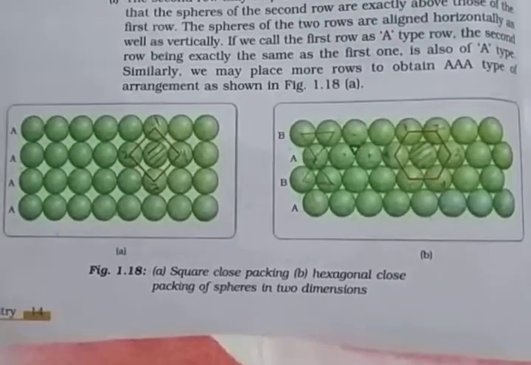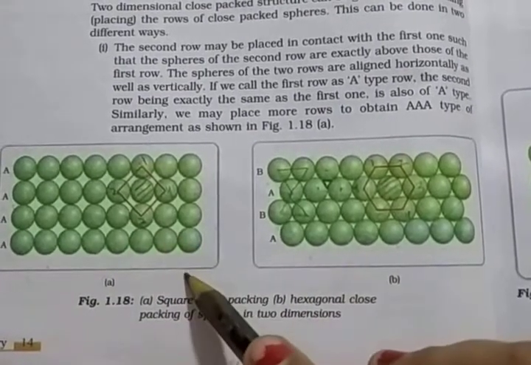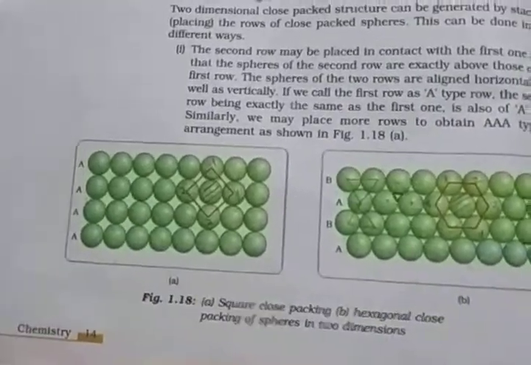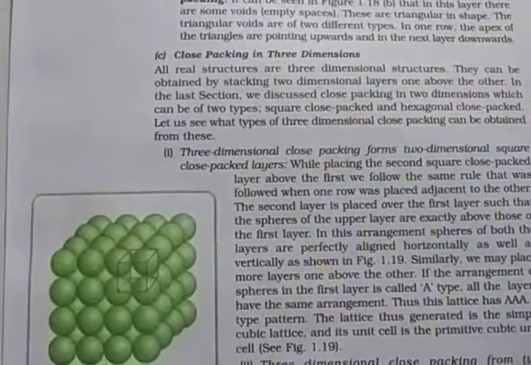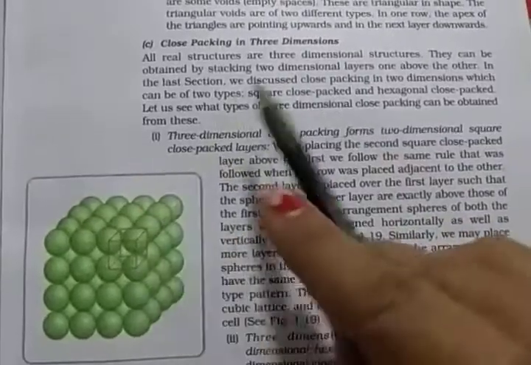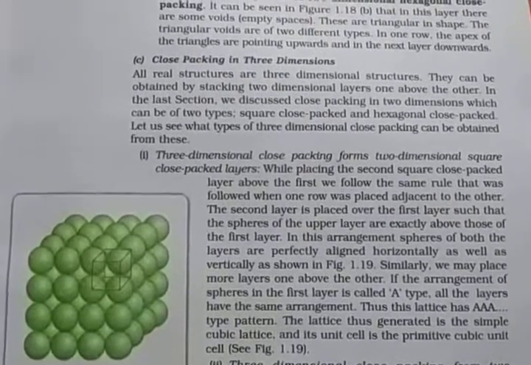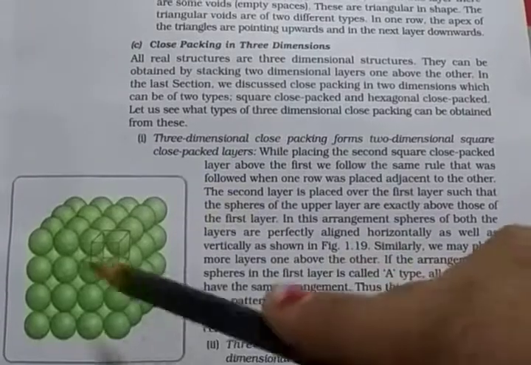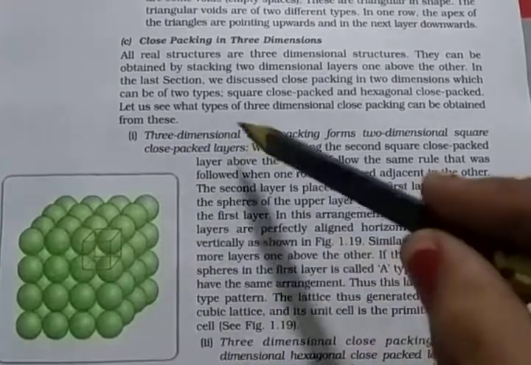Okay, so this is the close packing in two dimensions. So there are two types of packing: square close packing, and second, hexagonal close packing. Third one is close packing in three dimensions. All real structures are 3D. In reality, close packing in 3D, a three-dimensional structure, can be obtained by stacking two-dimensional layers one above the other.